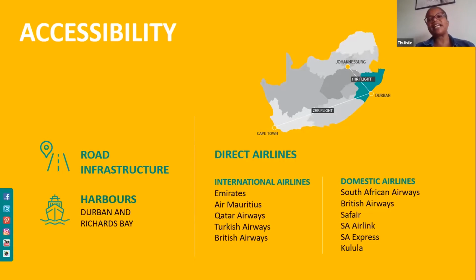We also have direct airlines that fly from Johannesburg and Cape Town. And internationally, there are about five of them: Emirates, Air Mauritius, Qatar Airways, Turkish Airlines, as well as British Airways. British Airways is actually our latest acquisition, which launched in October of 2018. Domestically, we also have airlines that fly into the province, as you can see on the screen.